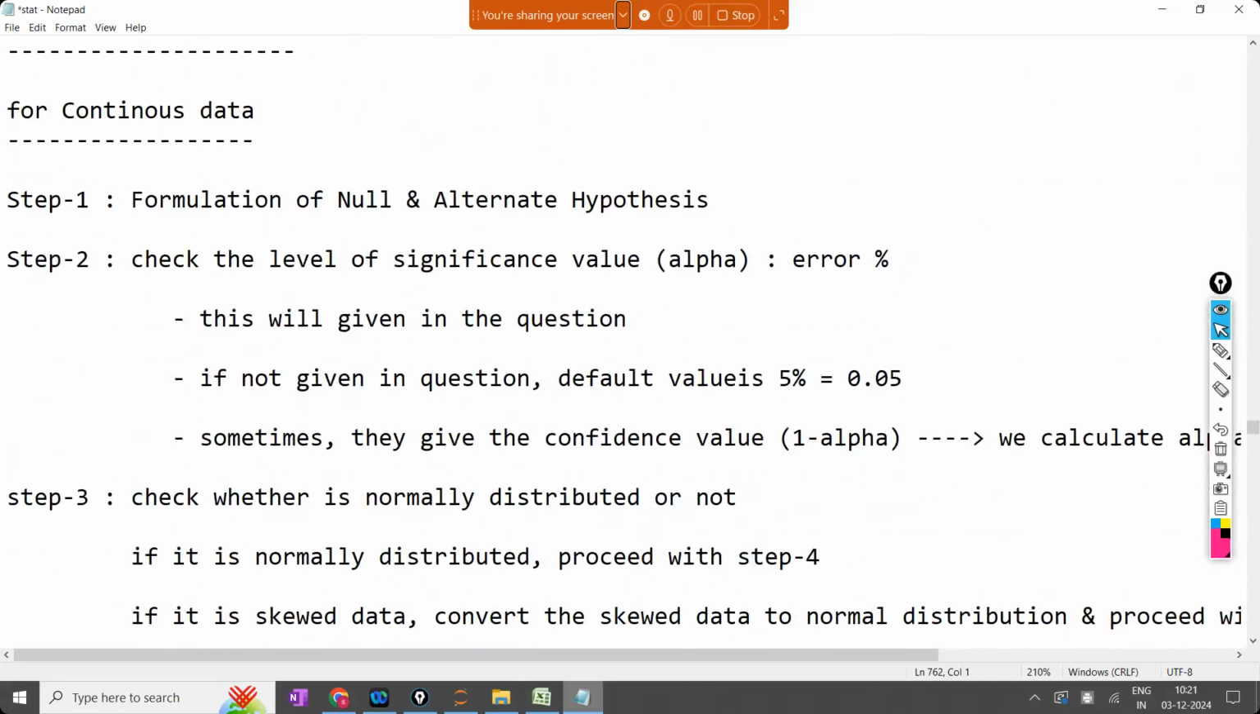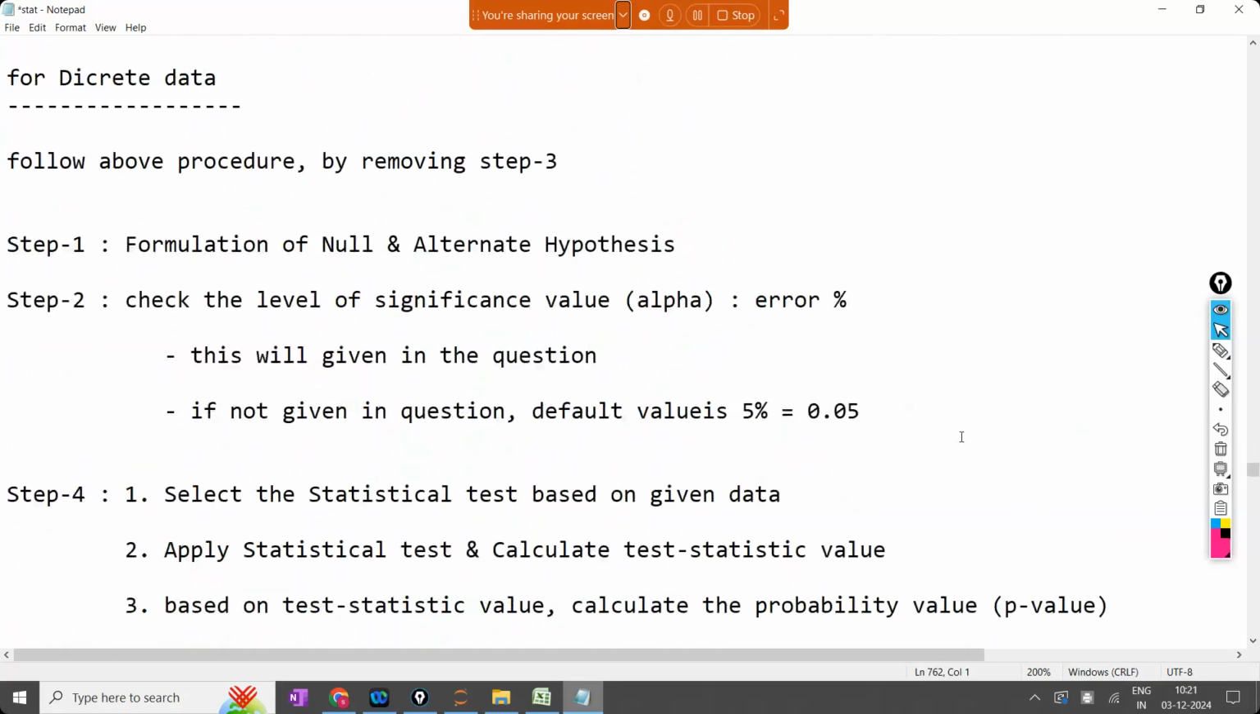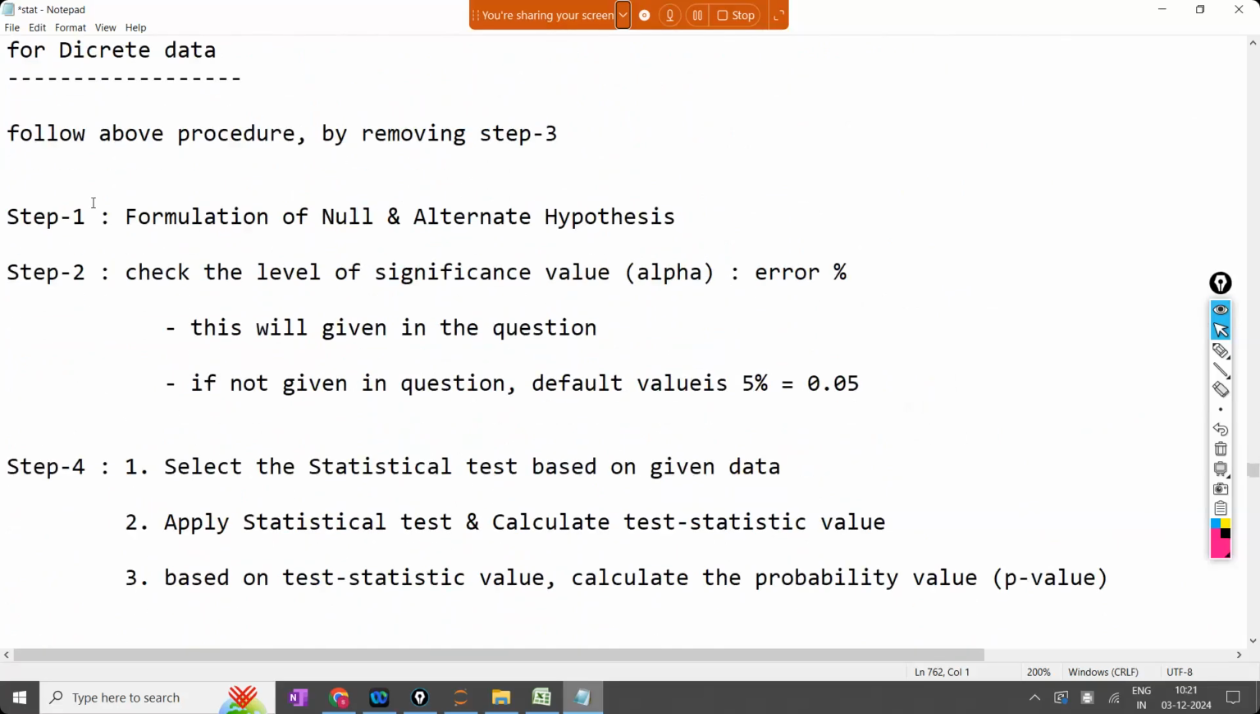This is for continuous, no? For a discrete variable, what are the steps then? For discrete variables, the steps are the same as above, the same procedure. No difference. The only difference is to remove step 3, the normal distribution, checking for normality. Remove that one because we can't check for that. Normal distribution logic should be applied only on the continuous variable.